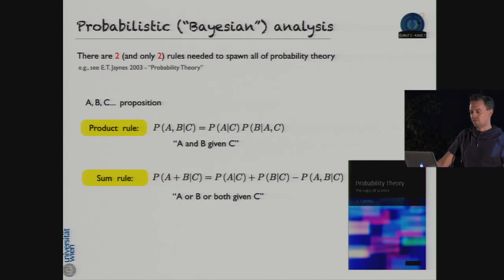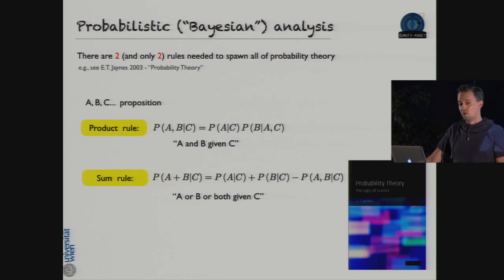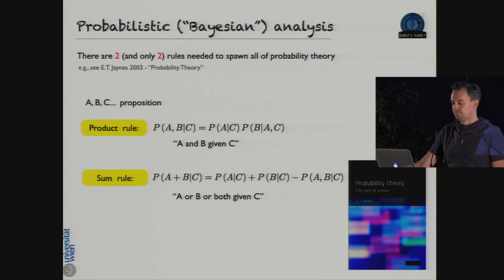So a good solution for a fitting problem is provided by probability theory. Probability theory basically builds on two and only two very simple rules. First, the product rule, which gives you the probability of a proposition A and B given a proposition C, and the sum rule, which tells you the probability of a proposition A or B or both given C.